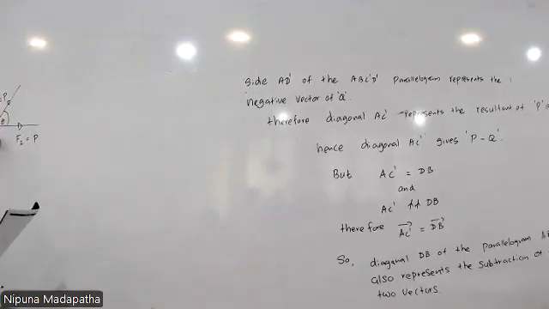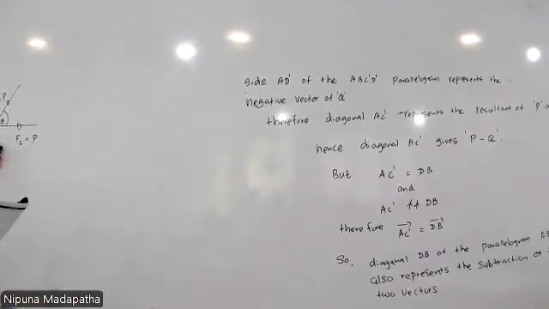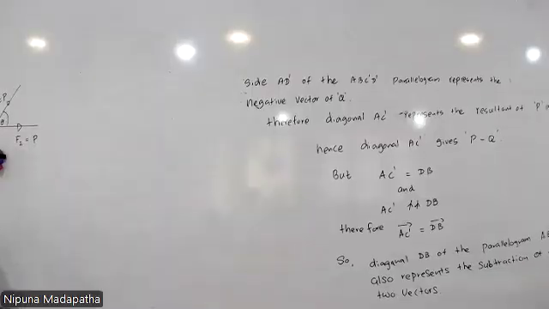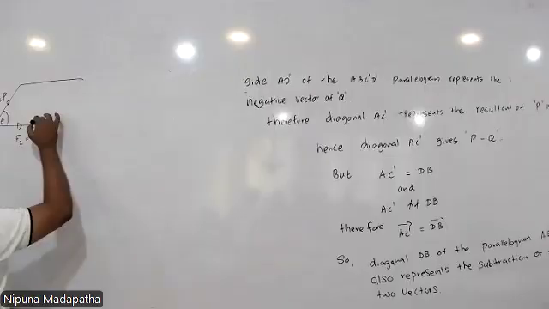So the question says find the magnitudes of f1 plus f2 and also f1 minus f2. Now tell me a way. Basically, we can use a geometrical method. Okay? We need to complete the parallelogram. This is the parallelogram.